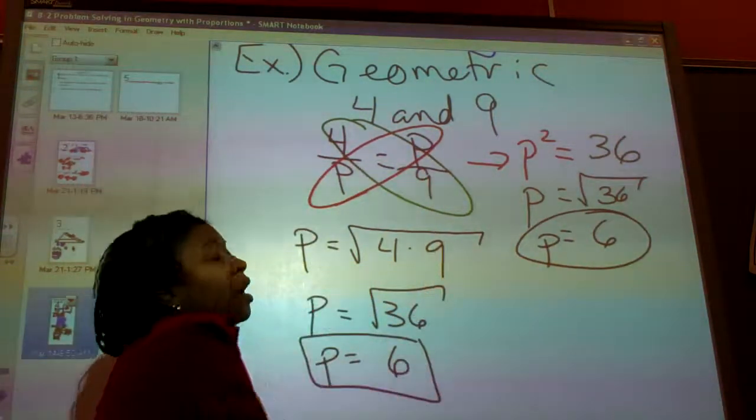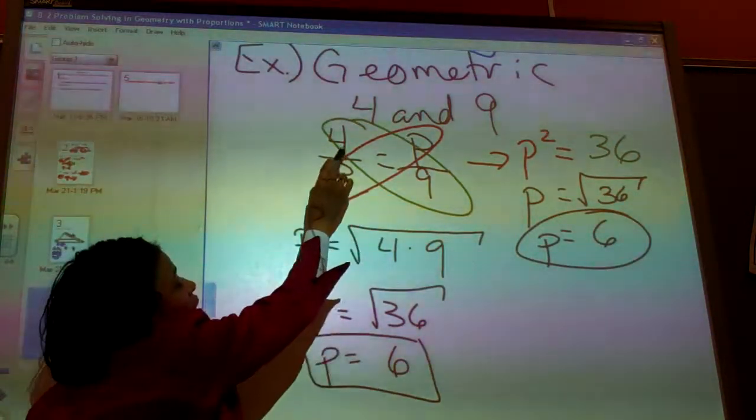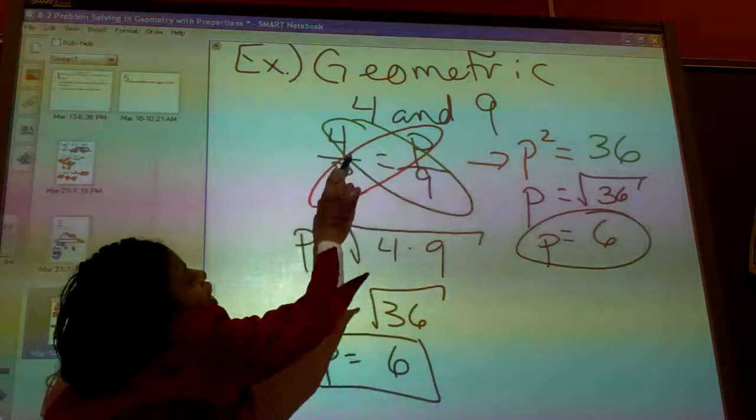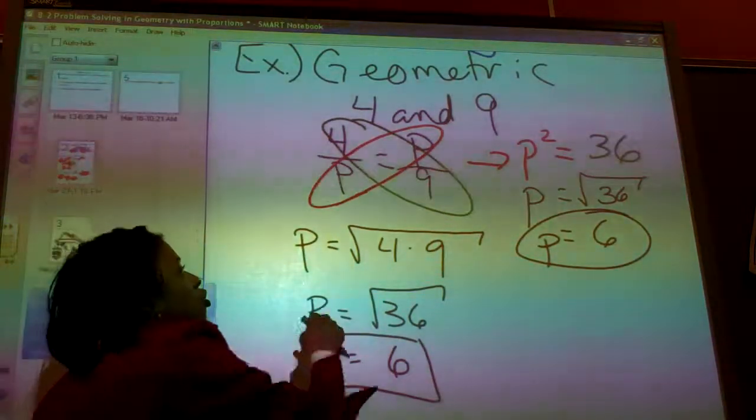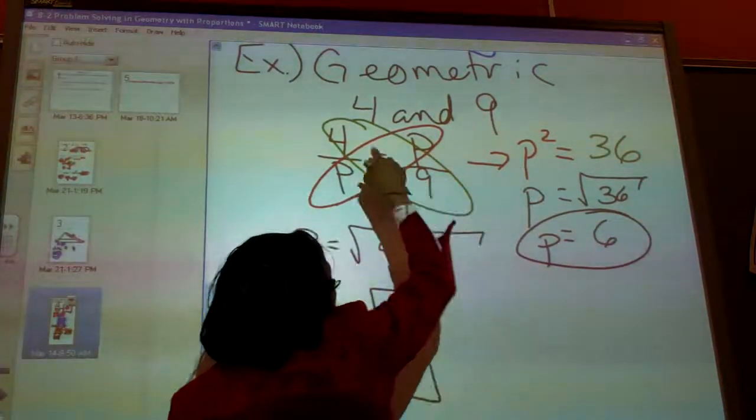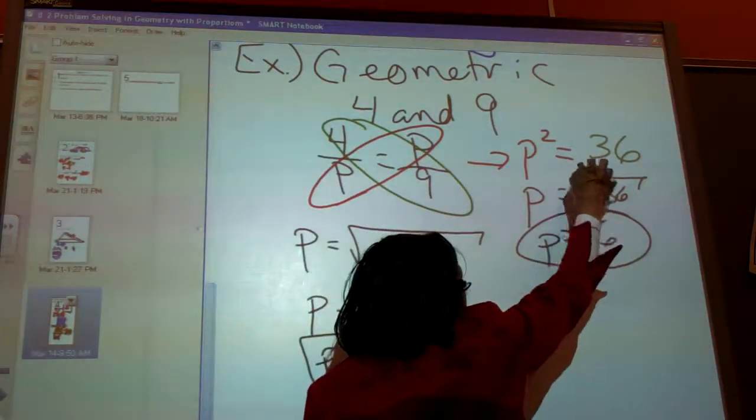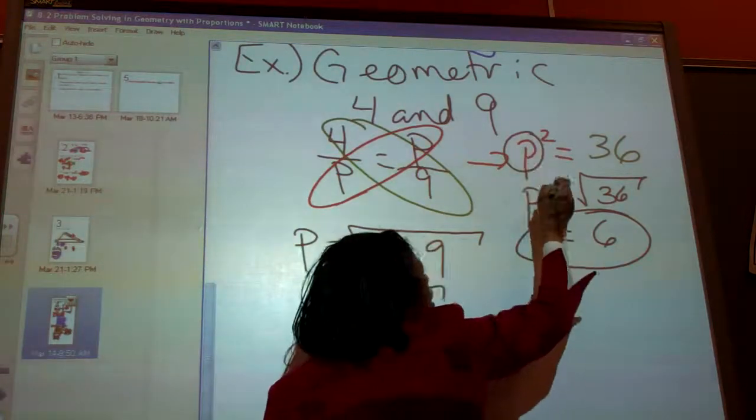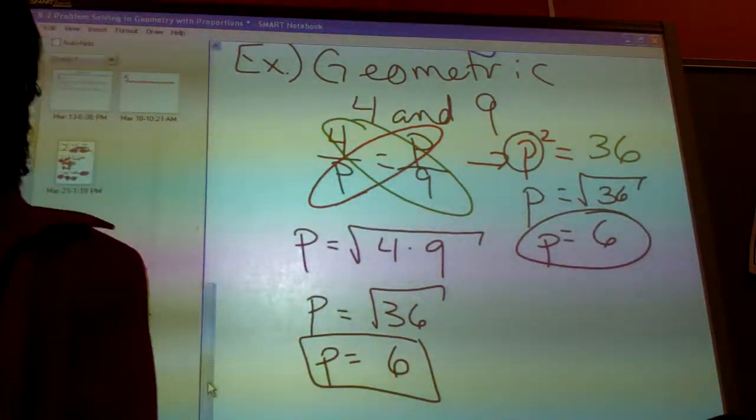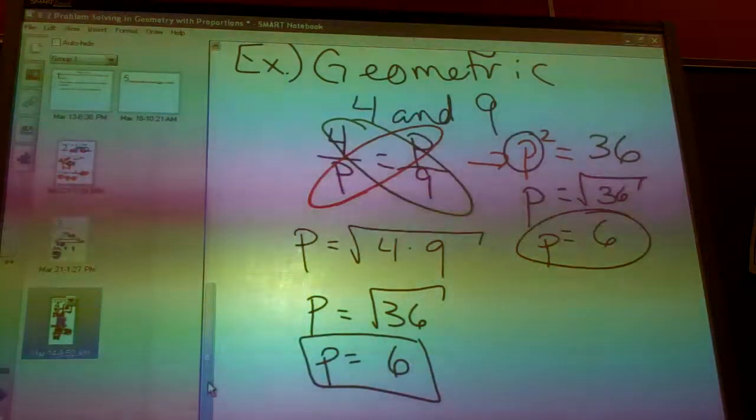So you'll get the answer even if you forget how to do this, the square root of A times B. If you set it up as a proportional ratio and cross multiply, you'll get the same answer. P times P is P squared. 4 times 9 is 36. If I'm looking for P by itself, the inverse of squaring a number is simply taking the square root. And that's the geometric mean.